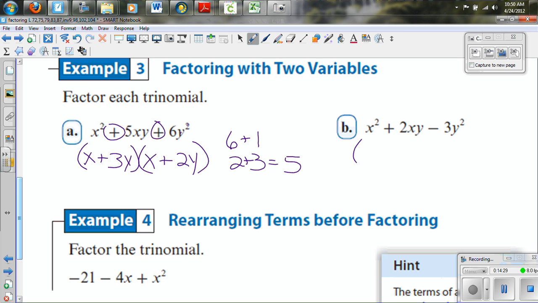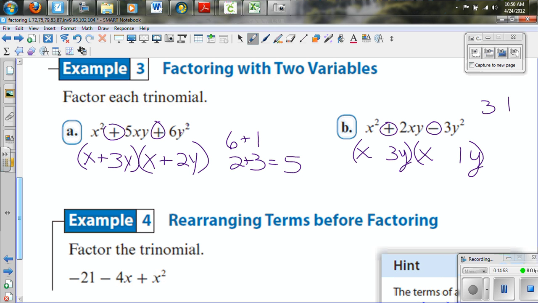Same thing with this next one. Again, x times x is x squared. Y times y is y squared. And then we have the negative 3. Since this is a negative, we're going to have to subtract factors of 3. Factors of 3 are only 3 and 1, and we're going to have to subtract them and get a positive 2.